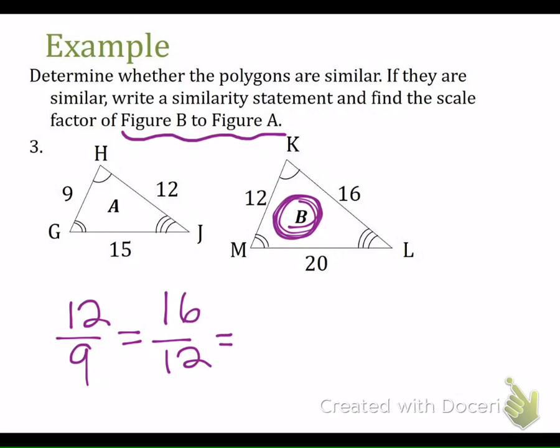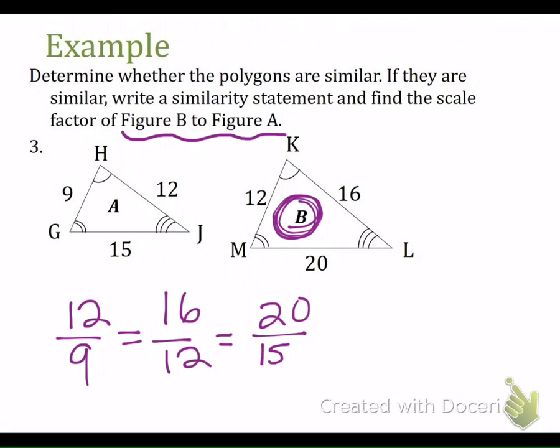20. And which one goes with the 20? 15. Double check all of the top numbers are from figure B. All of the bottom numbers are from figure A. Now, in order to be proportional, or in order to be similar, these need to be proportional, which just means they have to be equal.